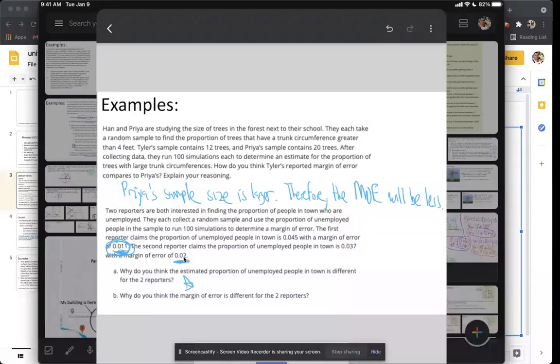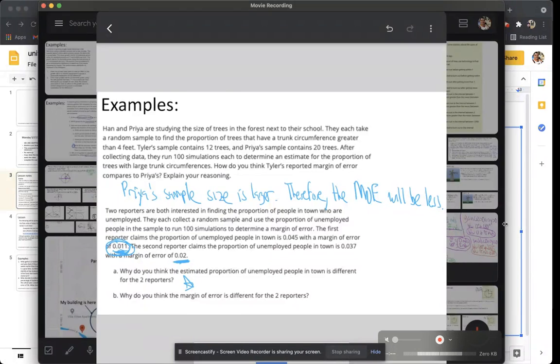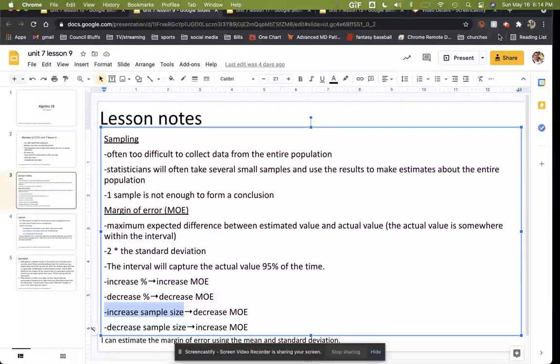So why do you think the margin of error is different for the two reporters? Again, I'm going to give you the answer verbally. The first reporter may have had a larger sample size, which would cause a lesser margin of error. Okay? And that is it for lesson 11.